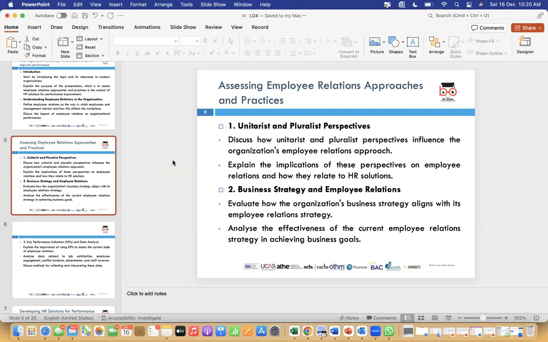Then, business strategy and employee relations. So, how different business strategies affect employee relations. We spoke about this, and how proper and effective strategies in ER can achieve the business goals. So if you're pushing your associates and they're doing better, you're definitely going to achieve business goals.